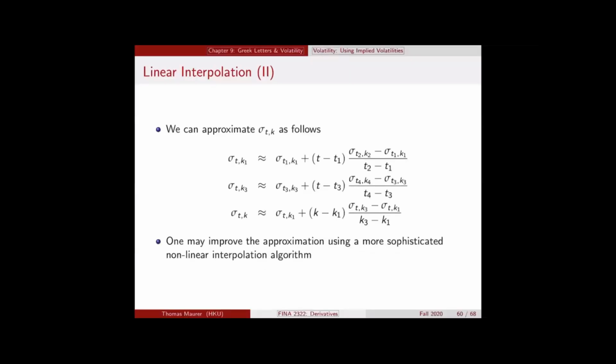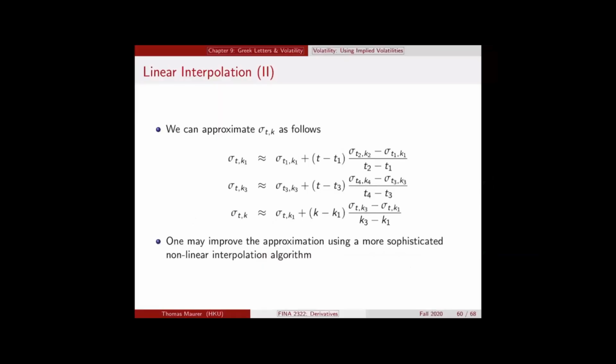I say sigma K is equal to sigma K1. That's this bit over here. And now plus this difference, and this difference is given by the slope of that line times how far along I move this slope. Well, as far as I move from K1 to K. So what is the slope? The slope is given by the difference between sigma with K3 moneyness minus sigma with K1 moneyness, divided by the moneyness K3 minus K1. That's that term over here. That captures the slope of that line.